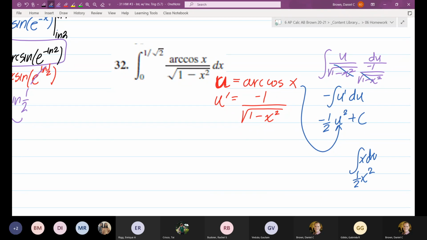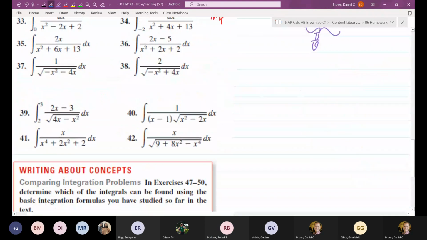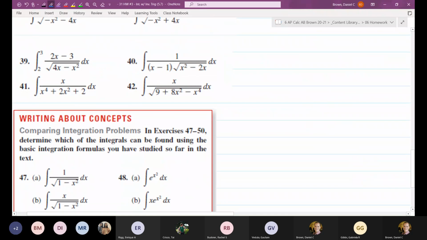Any other questions from homework 3? Can you do question 40? 40, yeah. I will get you started, because this is kind of a longer one. Comparing those, it's definitely inverse trig, but right now, what's inside the radical sign doesn't really work. To get you started, this is actually going to be one you have to complete the square on.